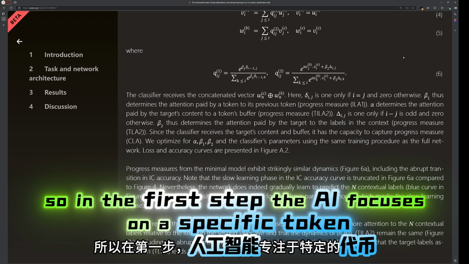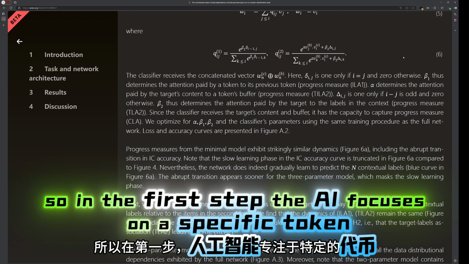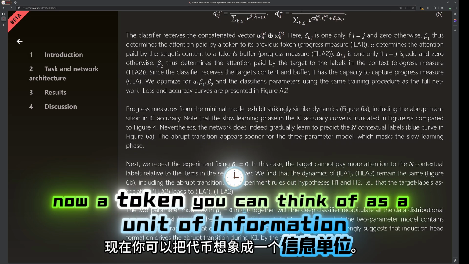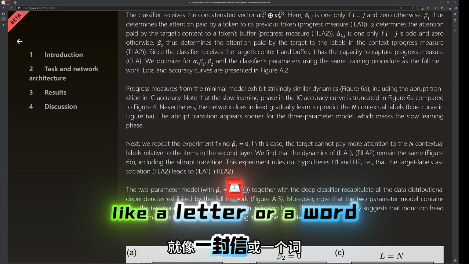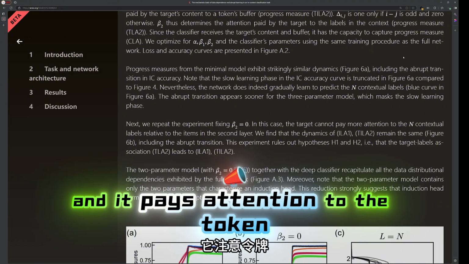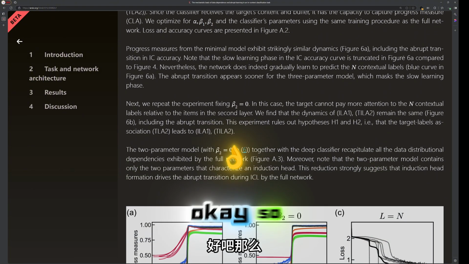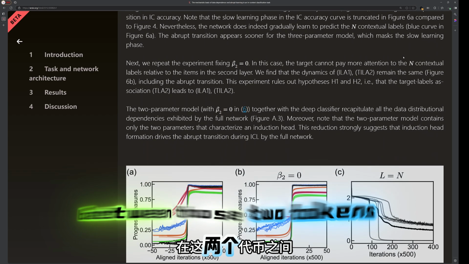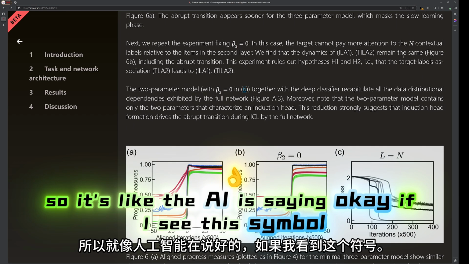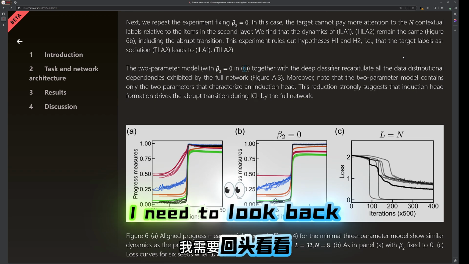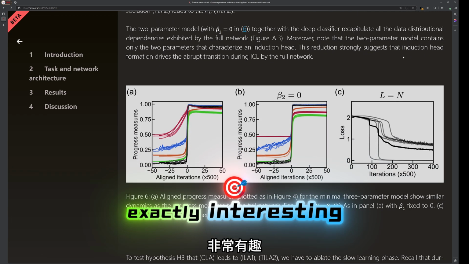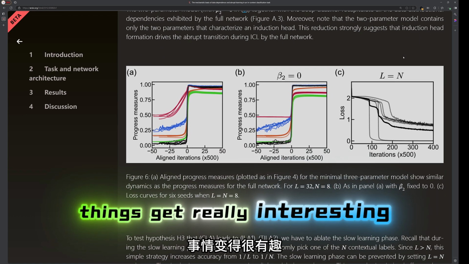So in the first step, the AI focuses on a specific token. Now, a token you can think of as a unit of information. It's like a letter or a word. And it pays attention to the token that comes right before it. So it's trying to figure out the relationship between those two tokens. So it's like the AI is saying, okay, if I see this symbol, I need to look back and see what came before it to figure out what comes next. Exactly.